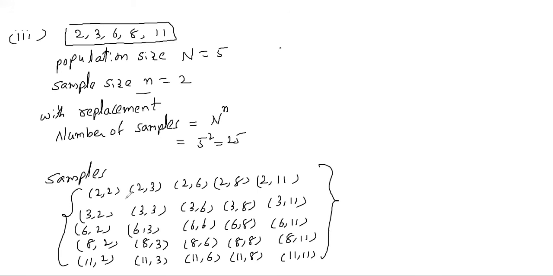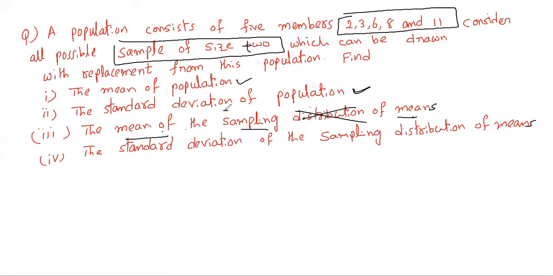All are size 2. Check it: 1, 2, 3, 4, 5. So how many total? 5 fives are 25. Total you got 25 samples. Now, our question is the third question. What I am going to do is first find the sample means.